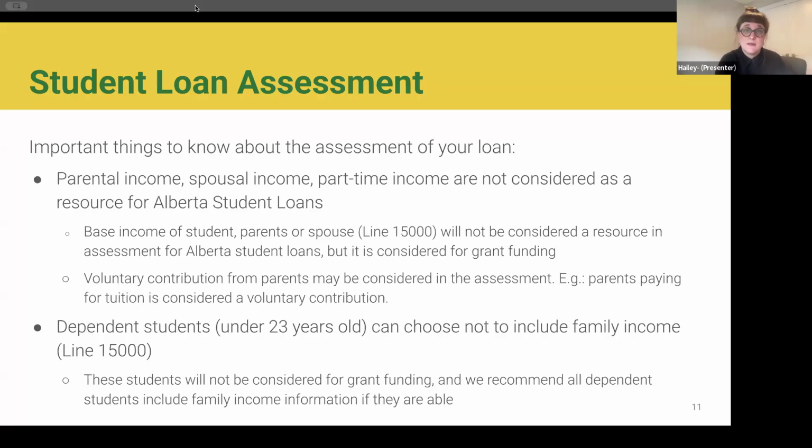So if you have a good relationship with your parents, we recommend trying to get that information from them, including it in the student loan application. It will only make you eligible to be even considered for grant funding. If you don't include it, you won't even be considered for it. So we'll talk a little bit more about that as we go.